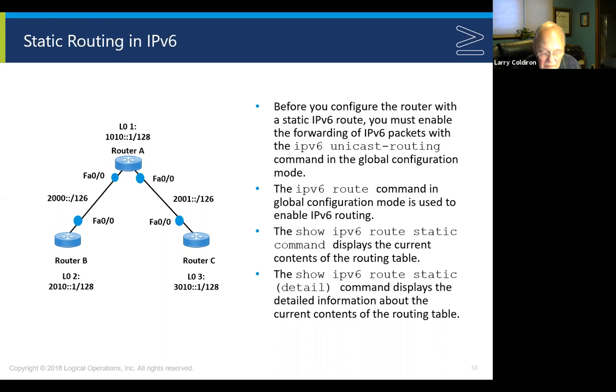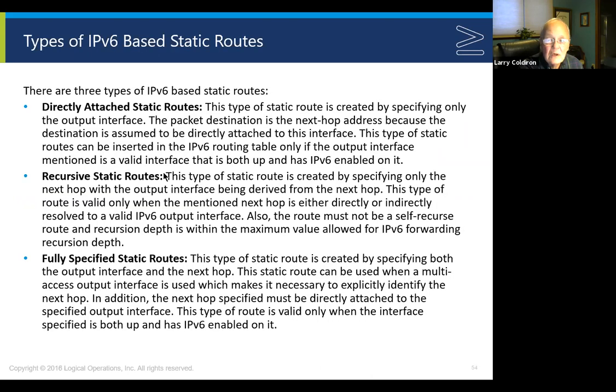But I guess the key takeaway from here is when we use IPv6 in routing, first we've got to turn it on. And then when we do anything with it, we have to specify IPv6 as the protocol that we're using.